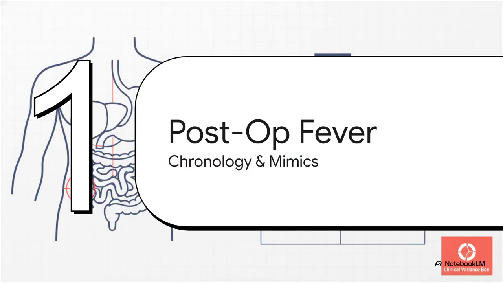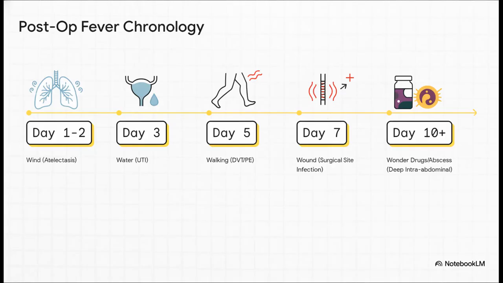Let's shift gears from the chaos of the trauma bay to the tightly controlled environment of the ICU. Module 3, Postoperative Fever Chronology and Infectious Mimics. We're mapping complication timelines using tight physiologic tracking. You might be familiar with the classic 5 Ws framework. It's an elegant way to map day-specific differential vectors for post-op fever.